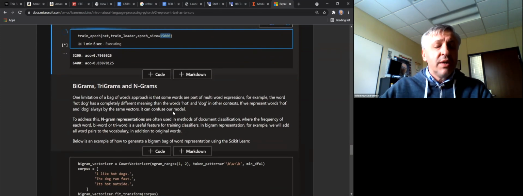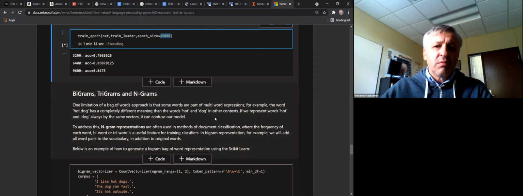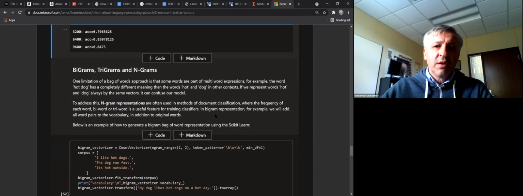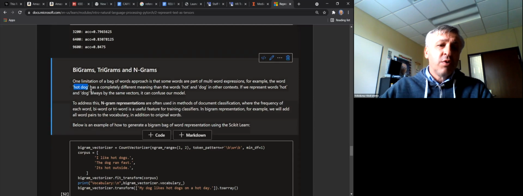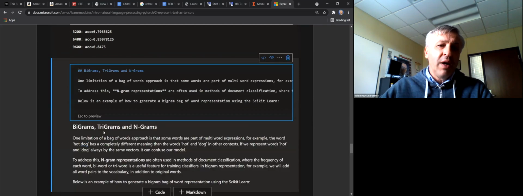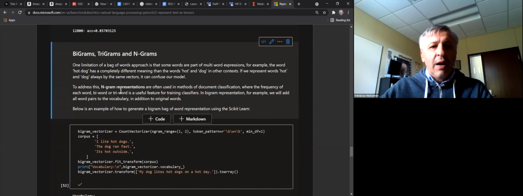Of course, there is a problem with this approach. The main problem is that some words have, first of all, different meaning depending on where they're used. And also, some words are parts of multi-word expressions. So, for example, hot dog consists of two words, each of which, if you interpret it by itself, has a very different meaning. But on the other hand, if we put them together, the meaning is something else, very different from each of these words considered separately.